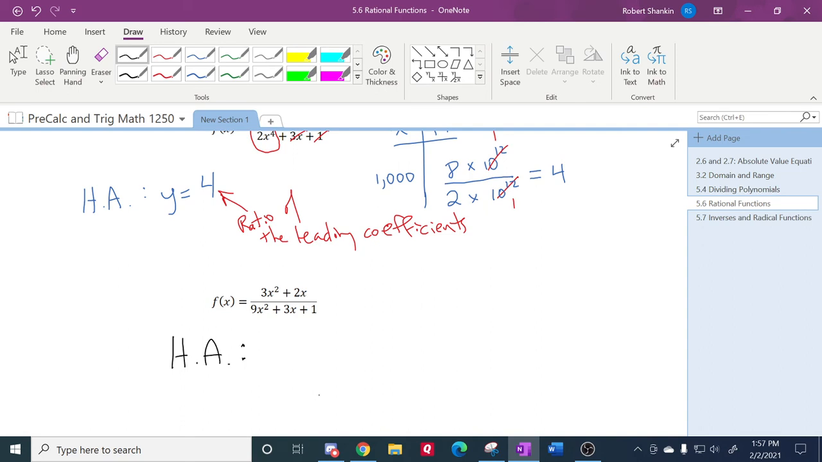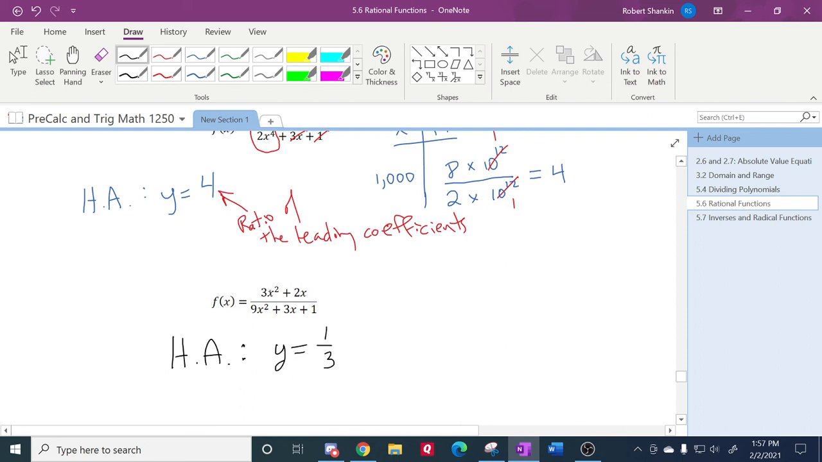Okay, enter your answer into your group chat. And group 2, what do you have for the horizontal asymptote here? We got y equals 1/3. Very good.